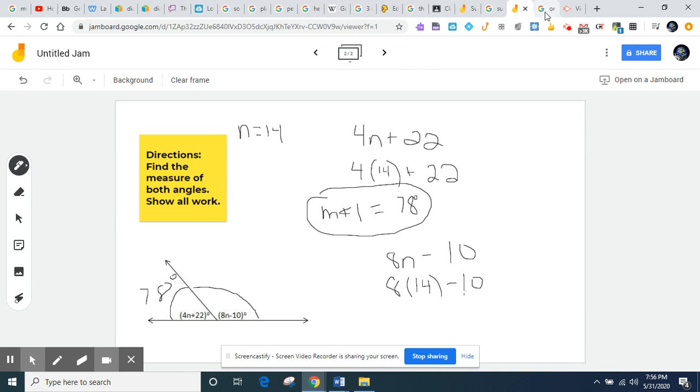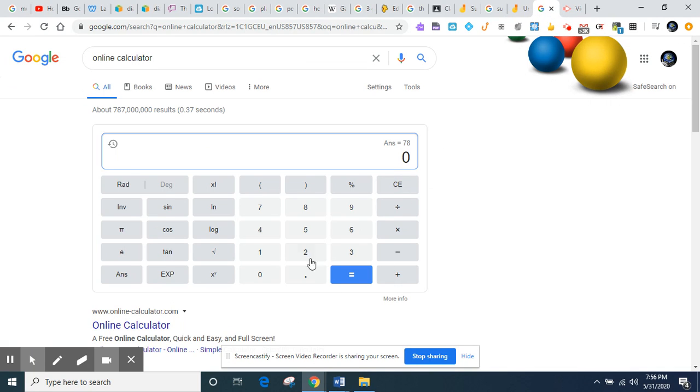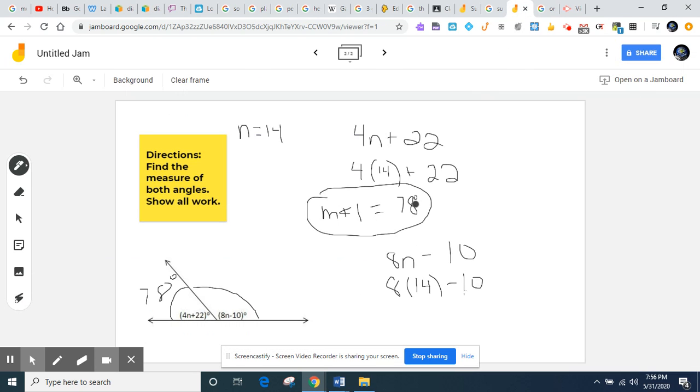Okay, go to your calculator, clear it out. So now we're doing 14 times 8, which equals, and then minus 10, which equals 102. So we would say the measure of angle 2 equals 102 degrees. And I would circle that. And I'm just going to write it in here too, 102 degrees.